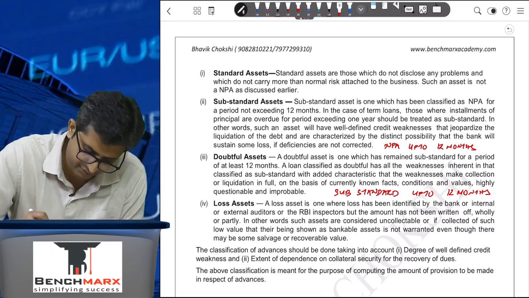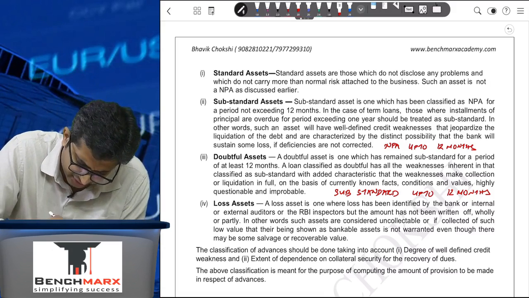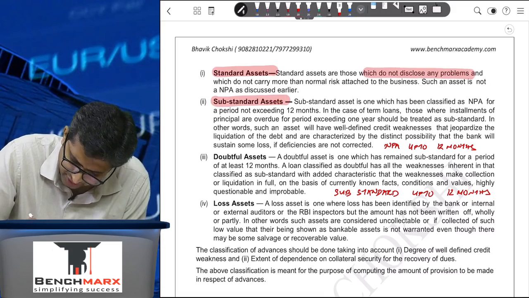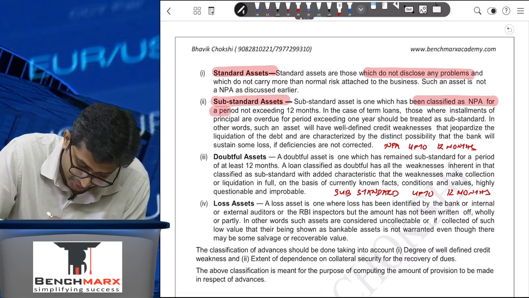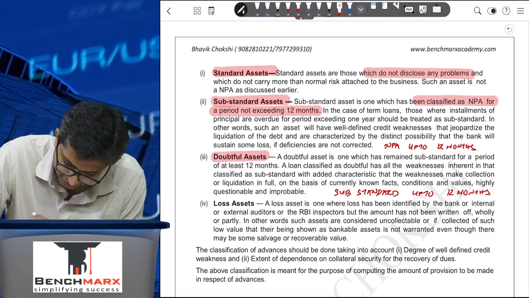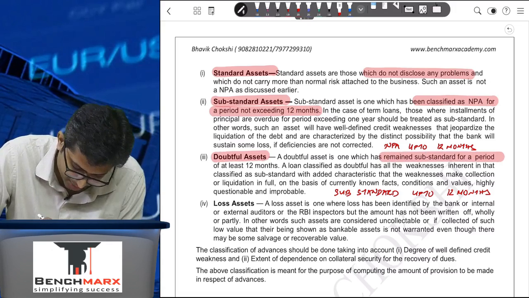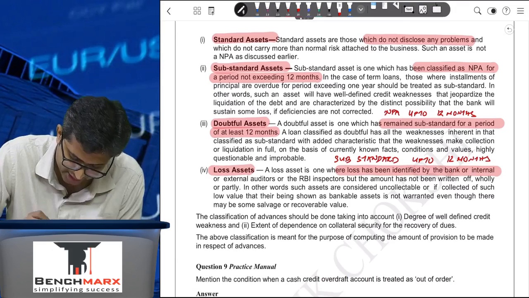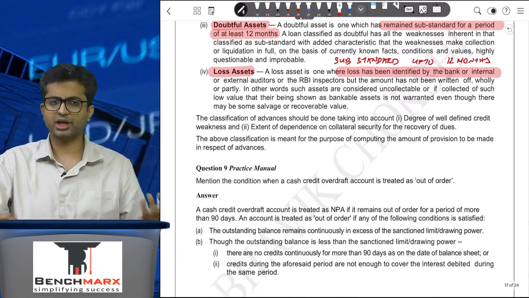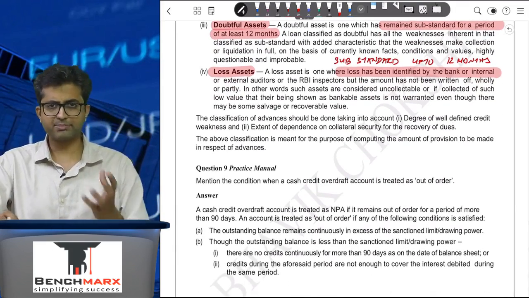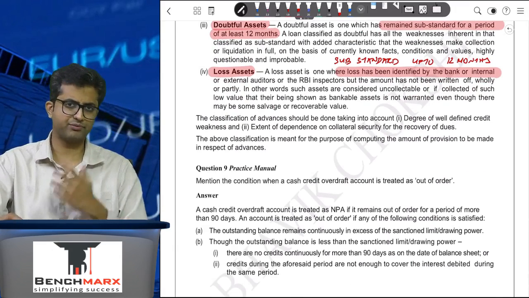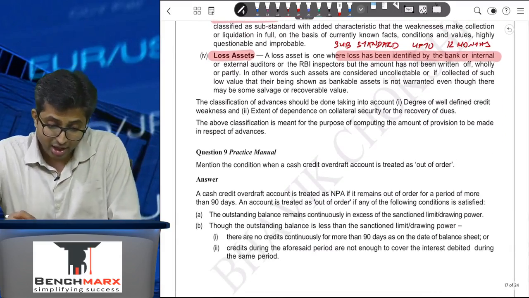So if we were to say, standard assets do not disclose any problems; substandard assets are ones which have been classified as an NPA for a period not exceeding 12 months; a doubtful asset is one which has remained substandard for a period of at least 12 months; and a loss asset is one where loss has been identified by the bank or auditors, as the case may be. Okay, so obviously your provisioning percentage depends on where the classification is.